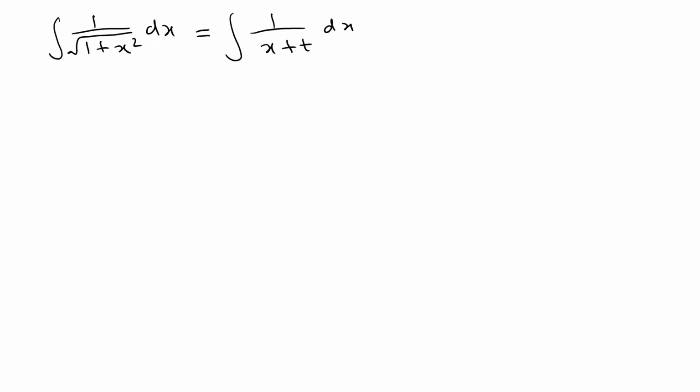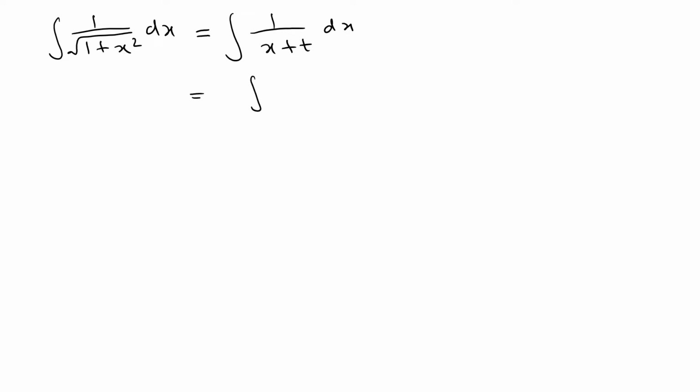And now we're going to substitute all these into the integral. So it is the integral of 1 over the square root of 1 plus x squared dx. So the first thing is we can write the integral as 1 over x plus t dx. Now we're going to substitute for all these.